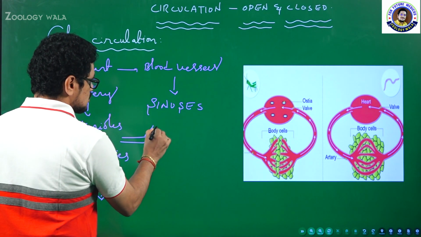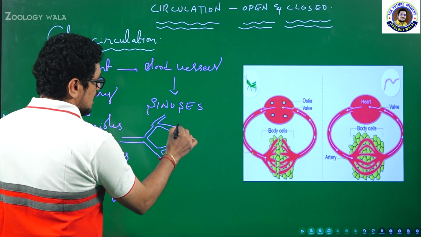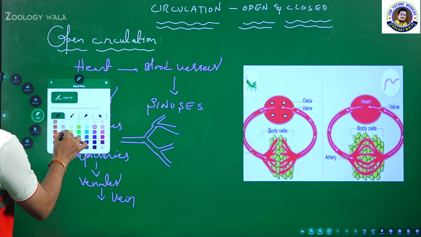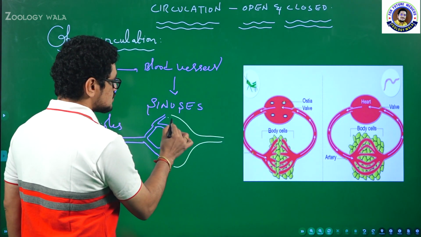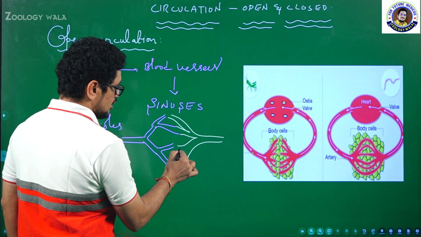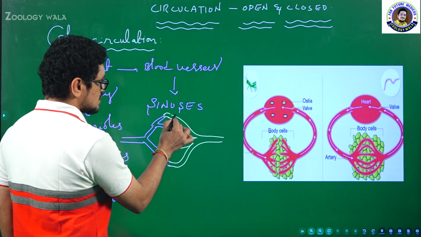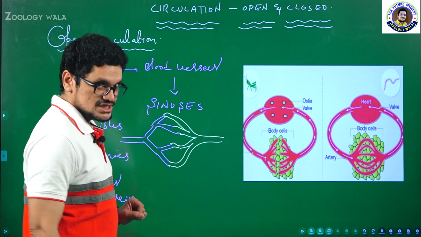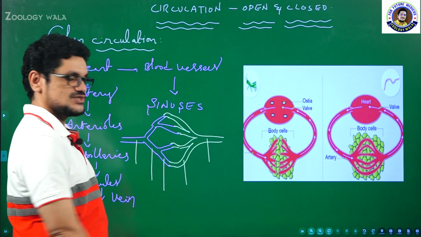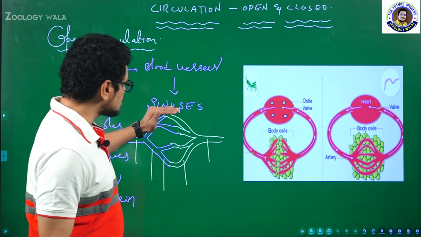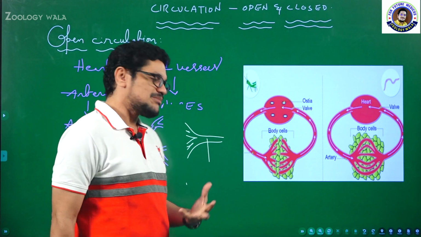See, this one is an artery which divides into arterioles, and these are capillaries, and the capillaries combine to form venules, and these are veins. This is the perfectly developed circulatory system in the animal kingdom. This is closed circulation. Here this one is an artery, arterioles, capillaries, venules, and veins. But in open circulation, this capillary network is not seen or not that much developed. Blood vessels are poorly developed.